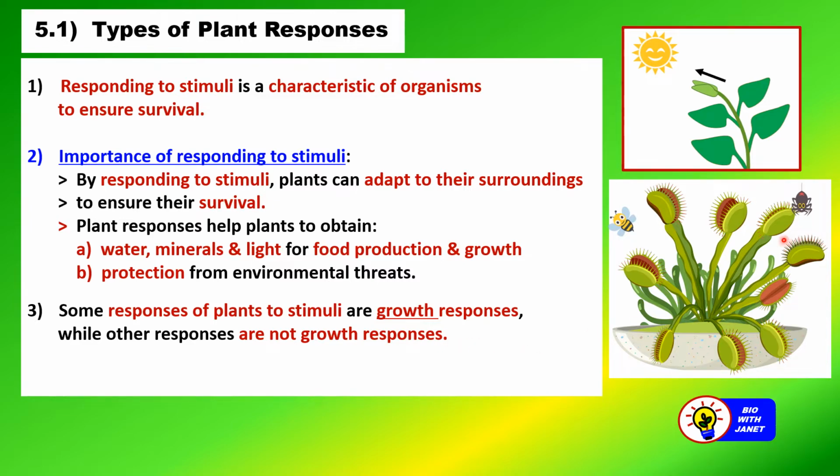For the Venus flytrap, the response shown when it closes its trap is called thigmonasty. If there are insects inside the trap, it will close its trap. This type of response will help it to obtain certain minerals. After it digests its prey, the insects, it will get certain minerals or nutrients like nitrogen for its own growth.